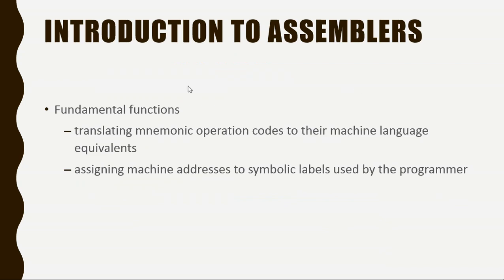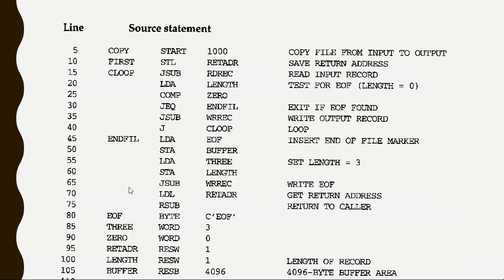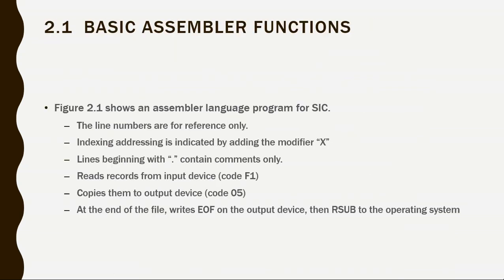So, the introduction to the assembler and the fundamental functions: translating mnemonic operation codes to their machine language equivalent, and assigning machine addresses to symbolic labels used by the program. So consider one example, figure 2.1. This example program is considered, and it shows an assembly language program for SIC.